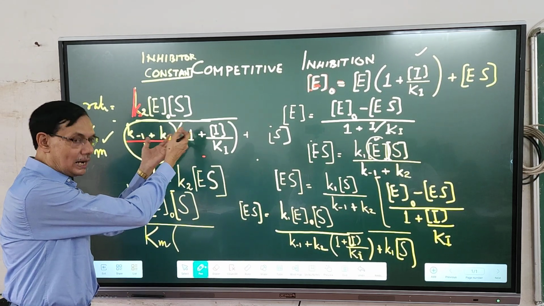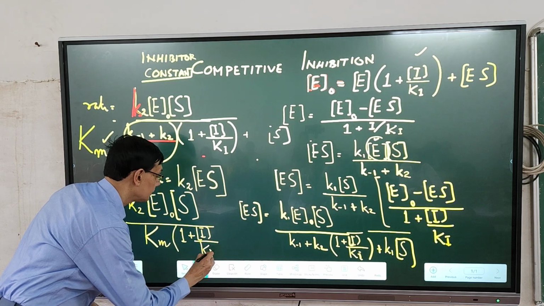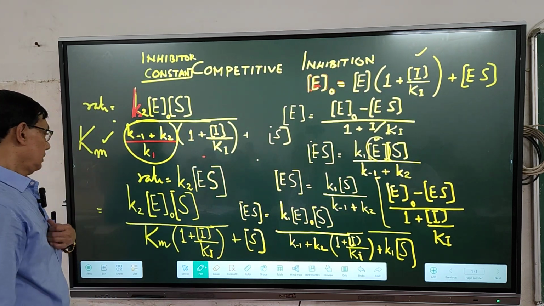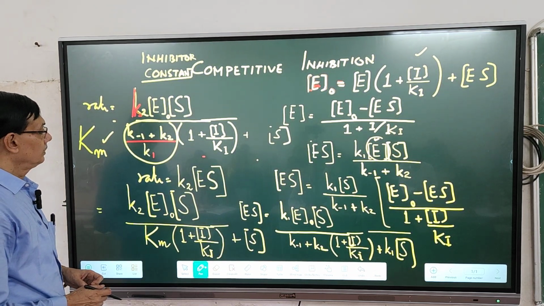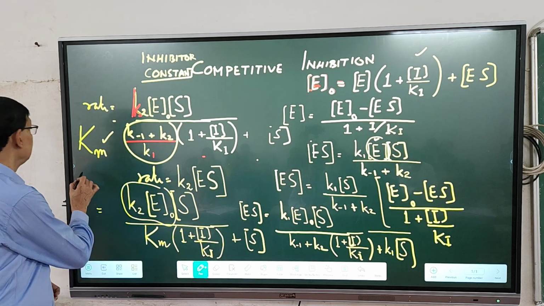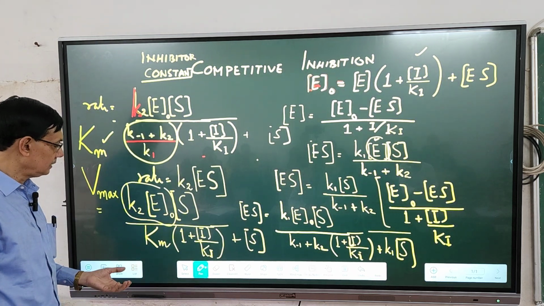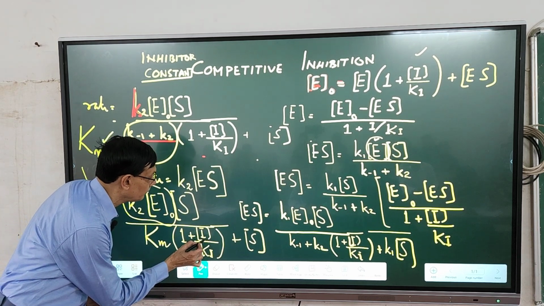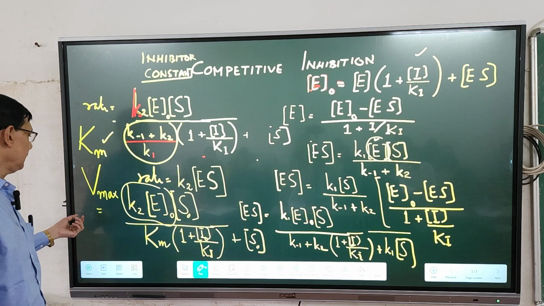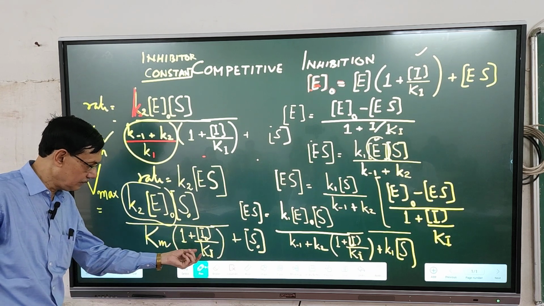Whatever it is, naturally it is greater than 1. So 1 plus I up to Ki plus S. And you know that in some books it is written that, of course, this K2 E0 is written as the Vmax, maximum velocity. And because substrate concentration is always greater than the enzyme, sometimes we can write it as initial concentration. So finally we get the rate is equal to Vmax S0 divided by Km (1 plus I0 divided by Ki) plus S0.